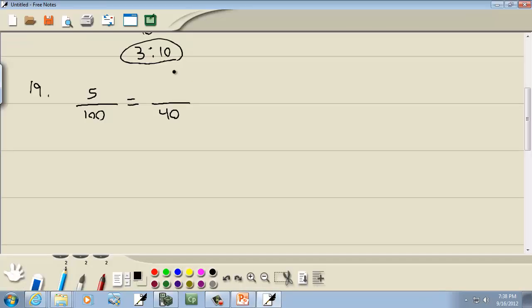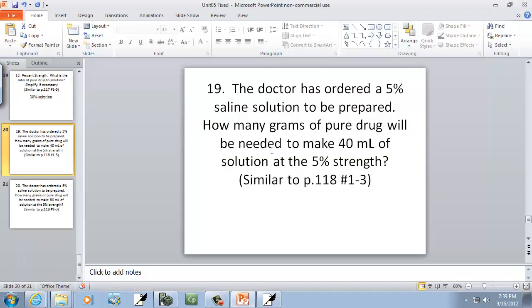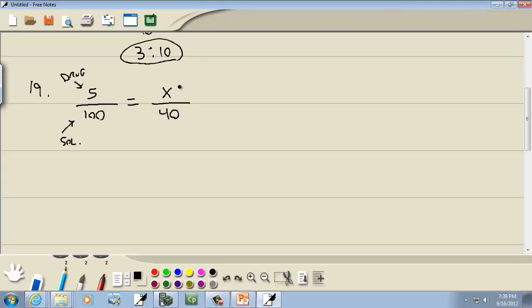And how many grams of pure drug? So again, we're going to put the x up here. Now remember what this represents. This is our parts of the drug. So 5 parts of drug. Let me shorten it. This is our drug part, and this is our solution part. So over here, they say 40 milliliters of solution. That's why we put 40 down here. It matches that. And this is how much of the drug do we need? Well, this is a proportion, and with proportions you can cross multiply to solve them.